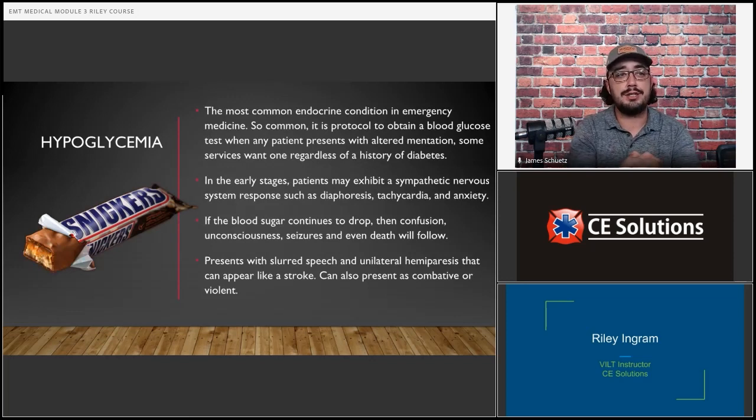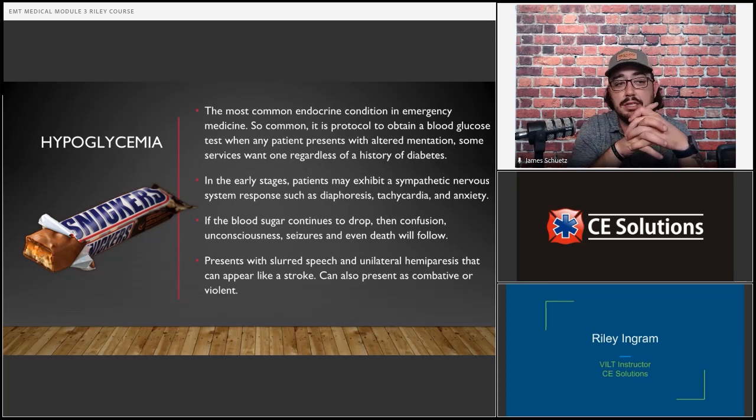All right, hypoglycemia. It's the most common endocrine condition in emergency medicine. So common, it's protocol to obtain a blood glucose test when any patient presents with altered mental status. Some services want one regardless of a history of diabetes. You don't even have to be diabetic. You don't have to have a history of diabetes. They want one on you no matter what. Right? That's how some protocols are driven.